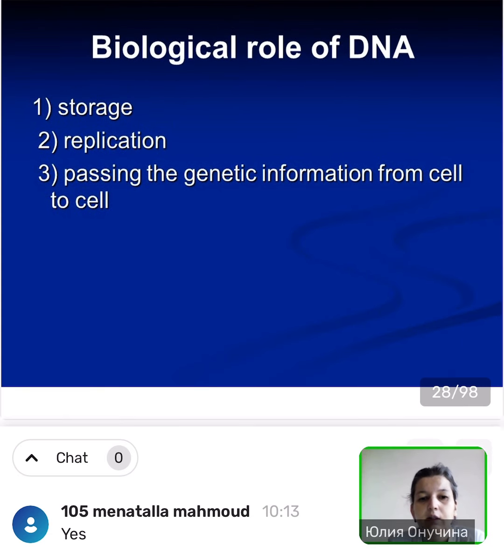Thank you. Role of DNA, biological role. So we said this is storage of information, replication of DNA, and taking part in mitosis, and passing the genetic information from cell to cell, and regulation of all processes in the cell. We said it in the beginning.